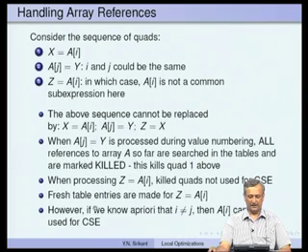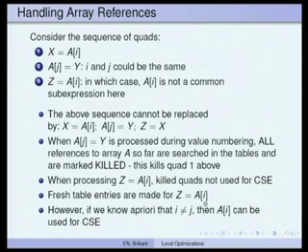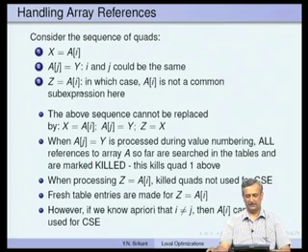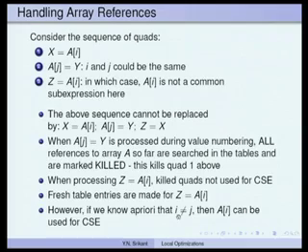When processing z equal to a[i], killed quadruples are not used for common subexpression elimination. So, fresh table entries are created for z equal to a[i]. There is a new value number which is assigned to a[i]. However, if we know a priori that i not equal to j, so that these two are never identical, then a[i] can be used as a common subexpression in this particular case, but this is very rare. So, we may have to kill them.